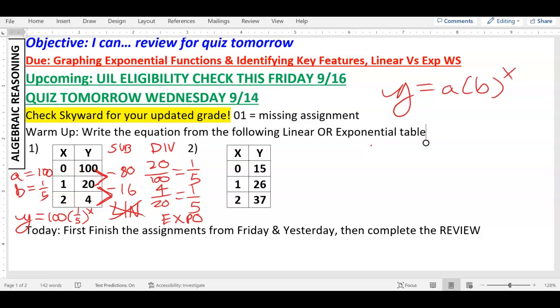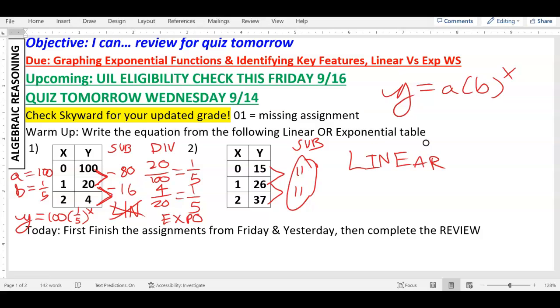Now, yesterday's assignment I gave you, or if you weren't here, you got it out of the blue bin, right? And if you weren't here, you got a warm-up sheet. That's how you do the tables, okay? Now, what about number 2? So, number 2, let's try to subtract first. 26 minus 15 is 11. 37 minus 26 is 11. Those are the same. So what kind of function is that? Subtracting means it's going to be linear.